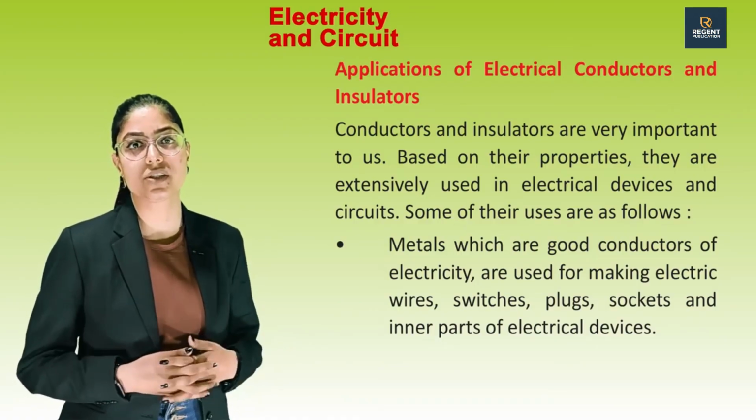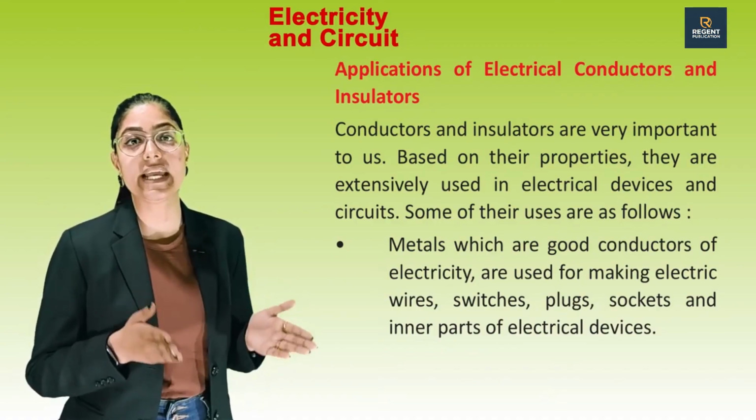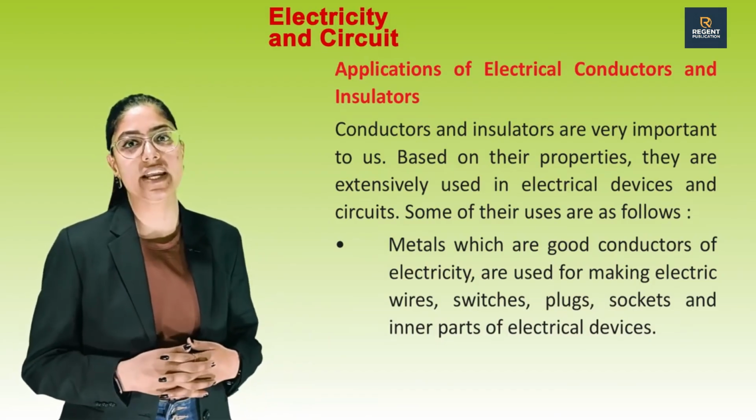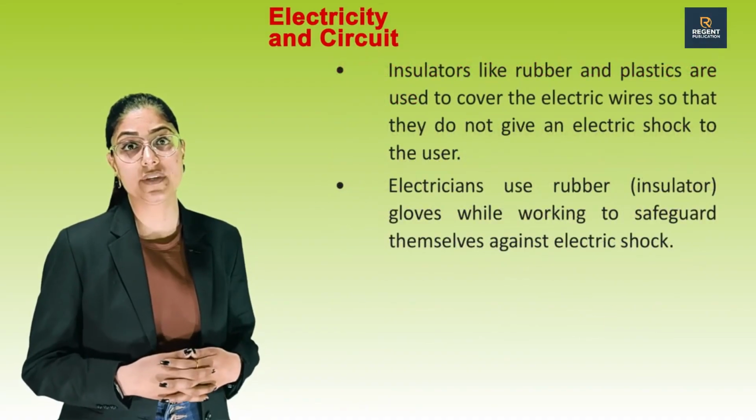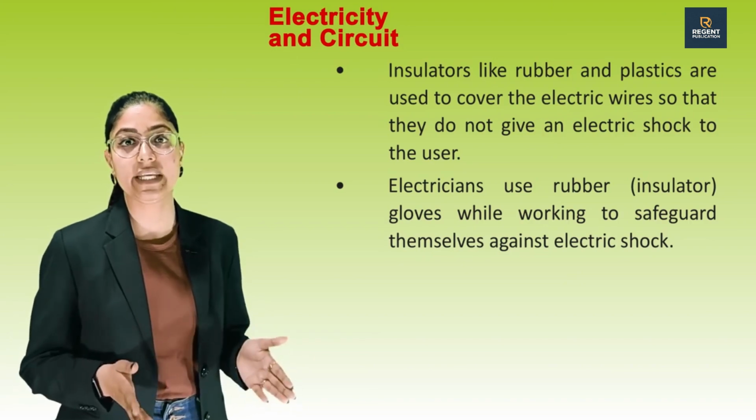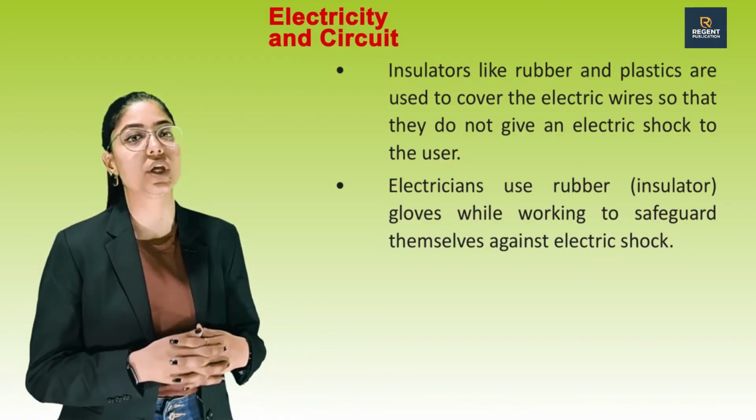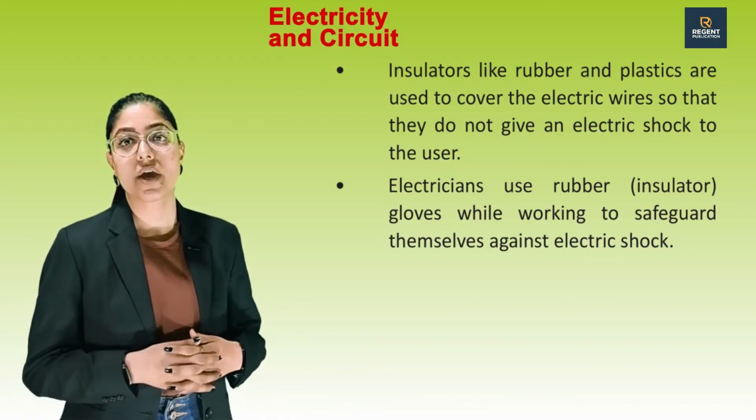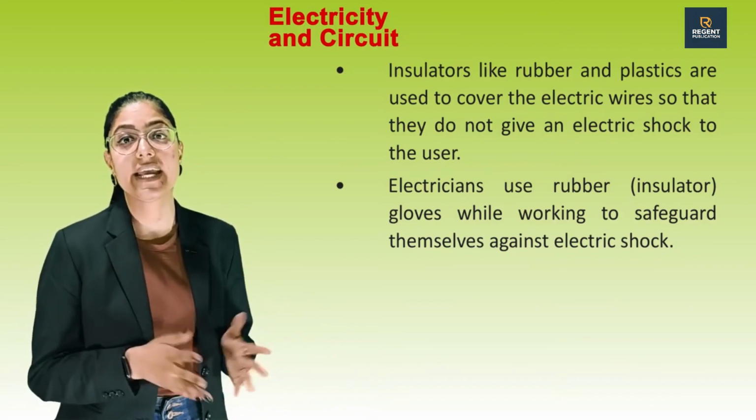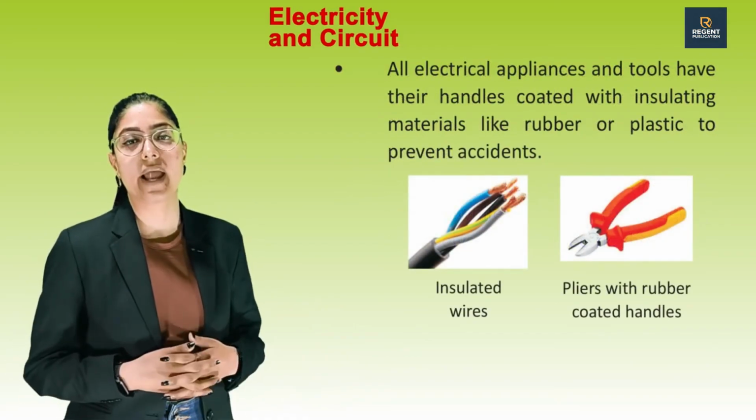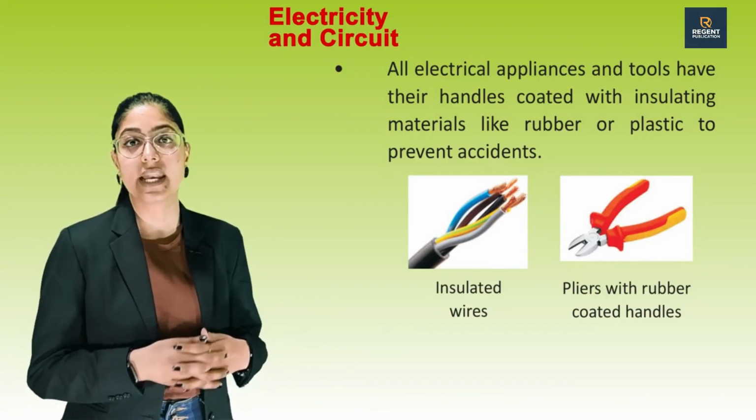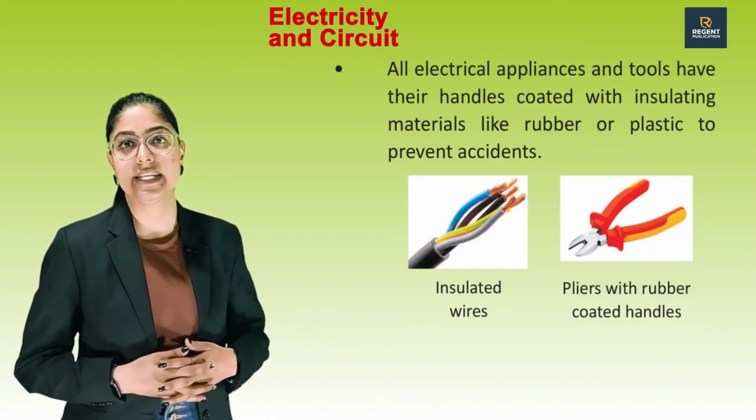Metals, which are good conductors of electricity, are used for making electric wires, switches, plugs, sockets and inner parts of the electrical devices. Insulators like rubber and plastic are used to cover the electric wires so that they do not give an electric shock to the user. Electricians use rubber insulator gloves while working to safeguard themselves against electric shock. All electrical appliances and tools have their handles coated with insulating materials like rubber or plastic to prevent accidents.